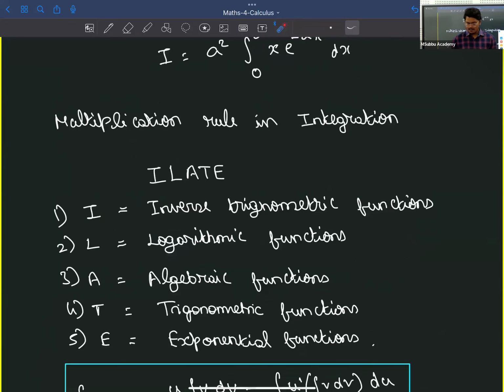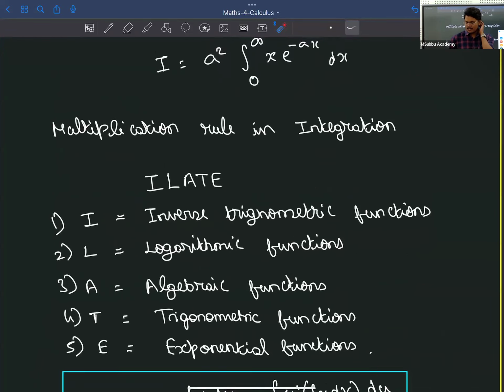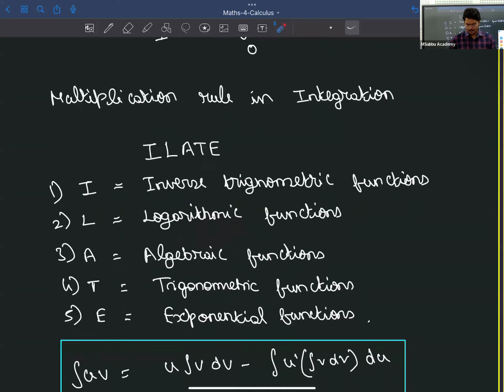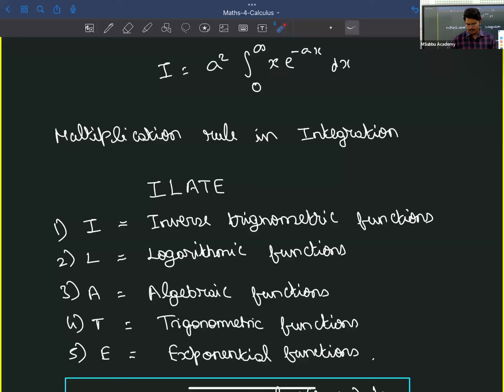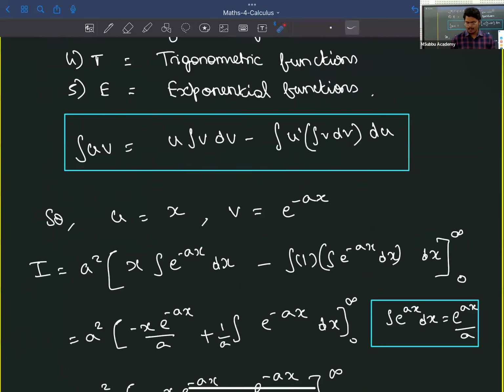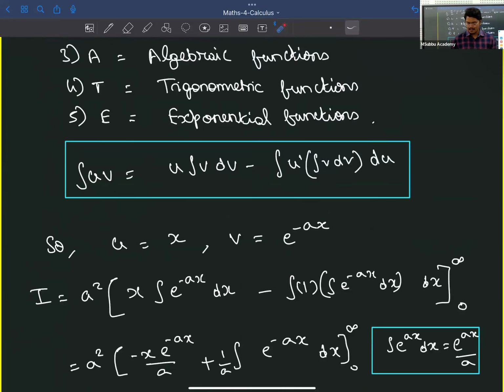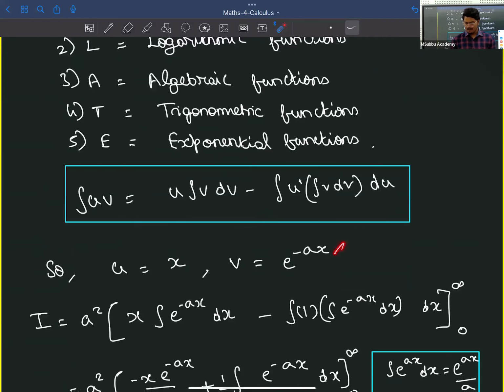Now, based on seeing this problem, which one should be taken as u and which one as v? This x is an algebraic function, and algebraic functions come first in ILATE. Then we have an exponential function. So first A comes, then E comes. So A should be taken as u, which is nothing but x, and v should be taken as the last term, the exponential function. So u will be x and v will be e power minus ax.